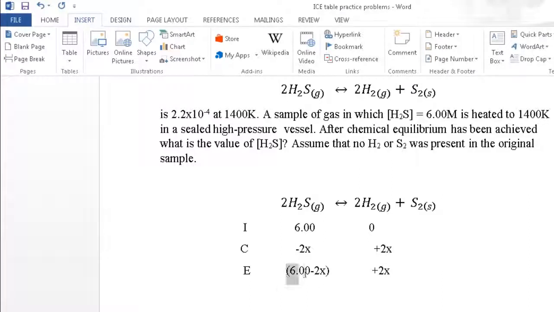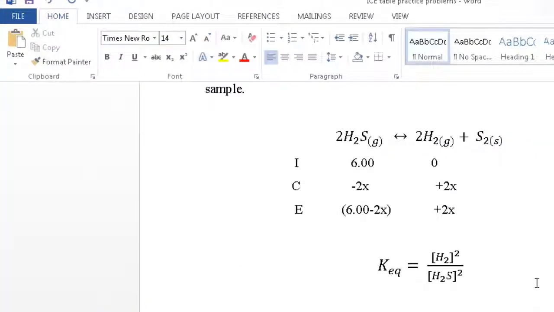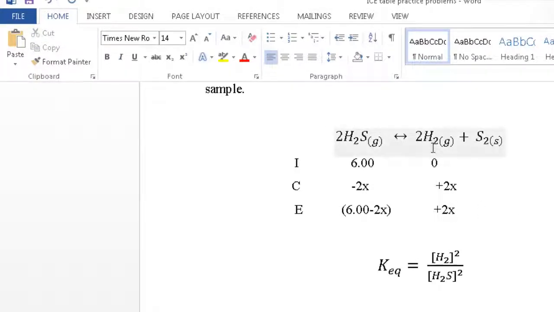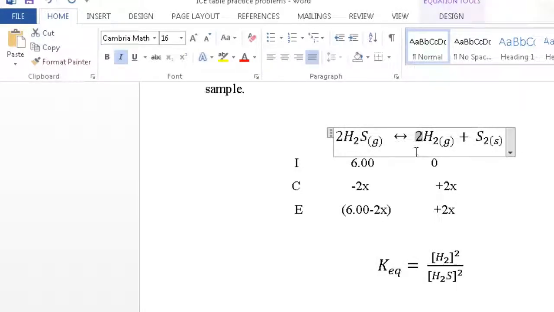So at equilibrium, we would have 6 minus 2x as the concentration of hydrogen sulfide gas, and we would have plus 2x as the concentration of the hydrogen gas. The equilibrium expression is according to the law of mass action, products over reactants, each one raised to their stoichiometric coefficient. We have no concern with the solid because solids don't have a concentration. And so it's going to be H2, the concentration of which is squared, that's coming from this 2 here, the stoichiometric coefficient, over the reactants, hydrogen sulfide gas, H2S, its concentration squared based on the stoichiometric coefficient of 2.